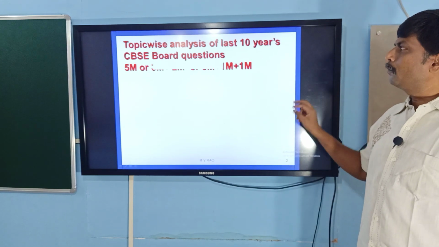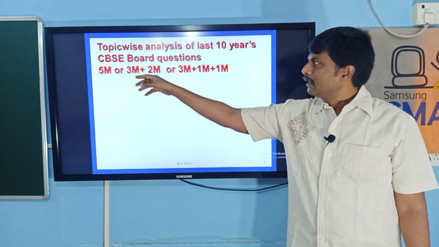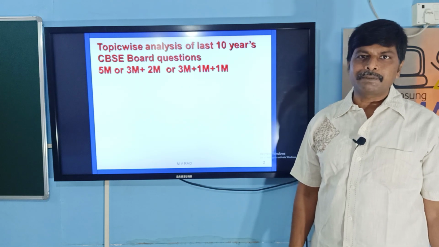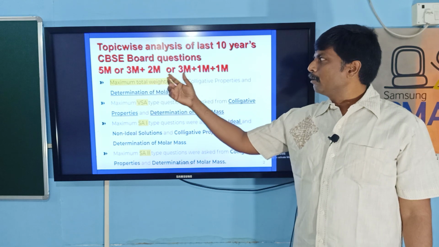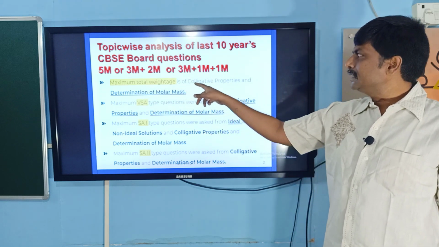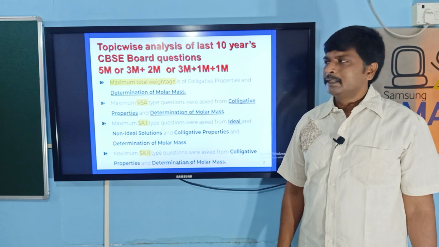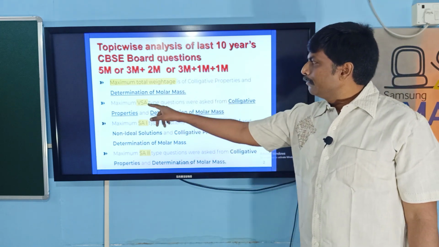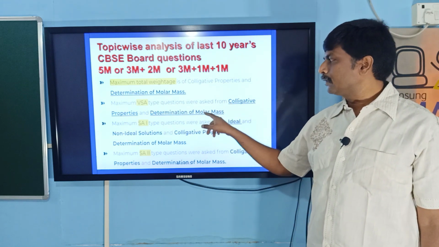papers. Whatever the year you take, generally there is a 5 marks question, or 3 plus 2, or 3 plus 1 plus 1. Total weightage from this chapter is 5 marks. Whatever the question, maybe 5 marks, 3 marks or 2 marks, generally the maximum total weightage is of colligative properties and determination of molar mass. This colligative properties topic is very important. Very short answer type questions were asked from colligative properties and determination of molar mass.